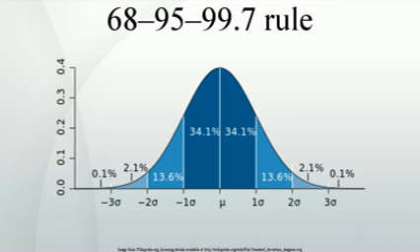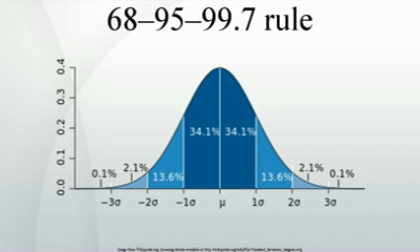68-95-99.7 rule. In statistics, the 68-95-99.7 rule, also known as the 3 sigma rule or empirical rule, states that nearly all values lie within 3 standard deviations of the mean in a normal distribution. 68.27% of the values lie within 1 standard deviation of the mean.